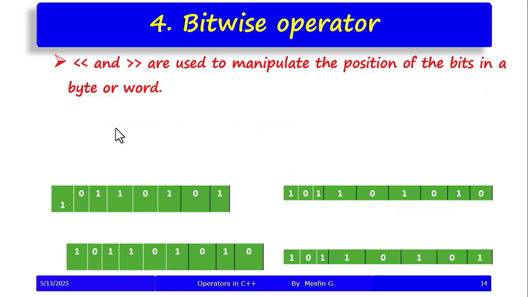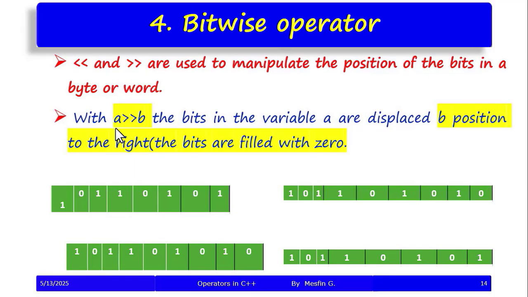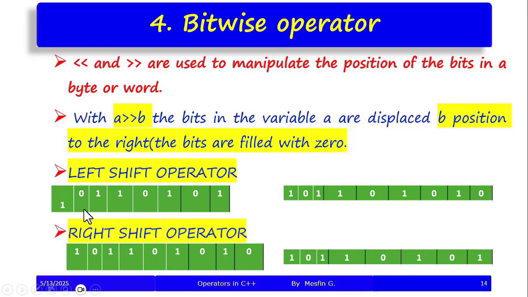So the left shift and right shift operators are used to manipulate the position of the bits in a byte or a word. With A right shift by B units, the bits in the variable A are displaced B positions to the right. The bits are filled with 0. As an example, you can see 1 0 1 1 0 1 0 1 0. When it's right shifted by 1 unit, it becomes 1 0 1 1 0 1 0 1. So the equivalent of a right shift by 1 unit is to divide the decimal number by 2.